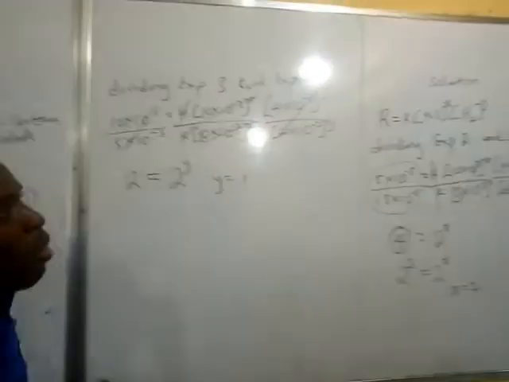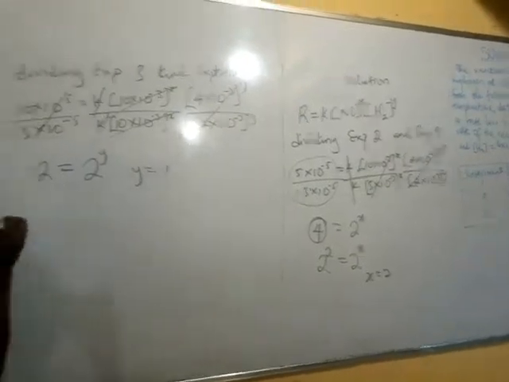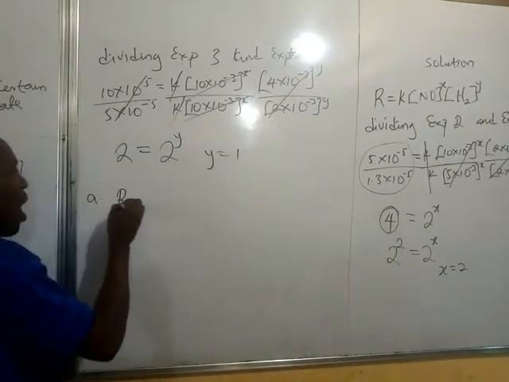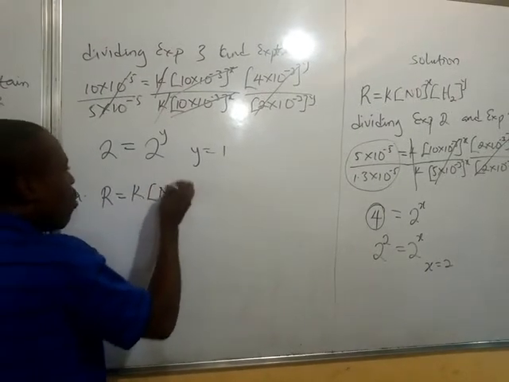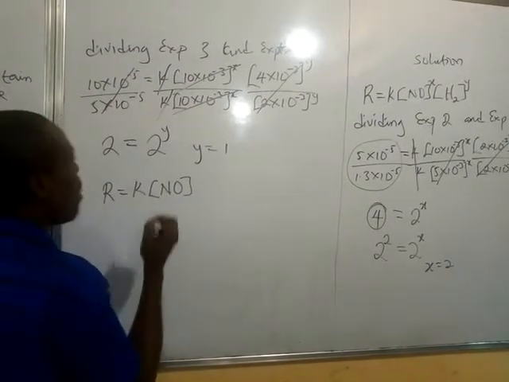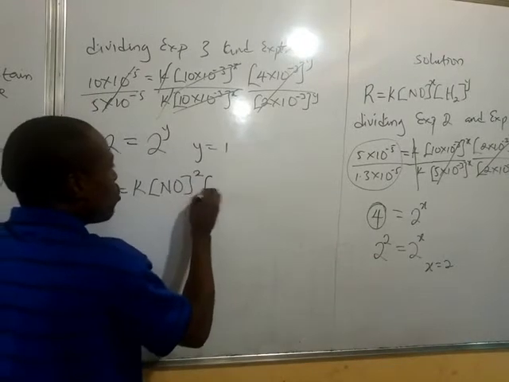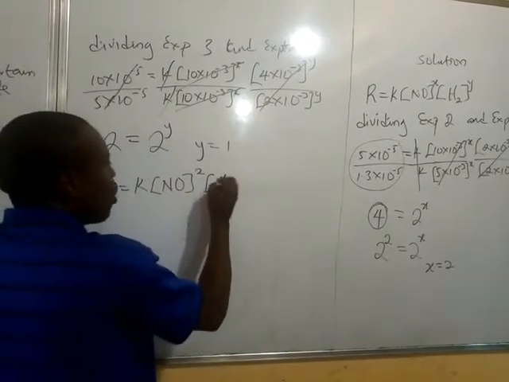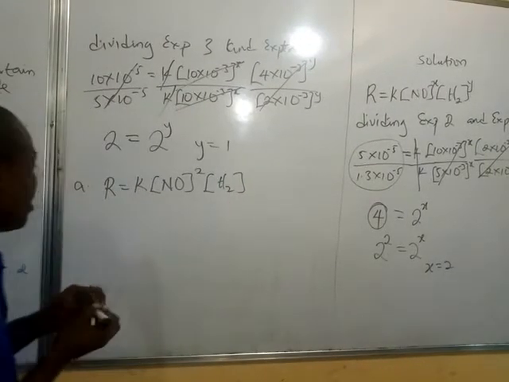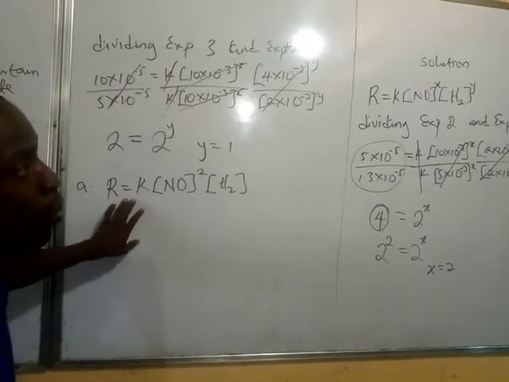Now from the question, the rate law of that reaction becomes R is equal to K NO. Anywhere you see x now, you put the power of 2. Anywhere you see y, you put the power of 1, which you don't write. So it becomes H2. So this is the rate law for this reaction.